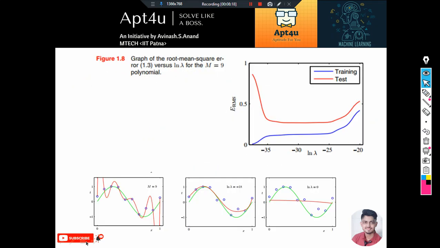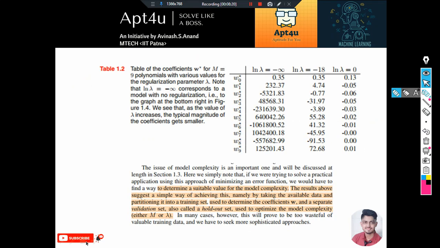So what we do here is, for m equal to 9, remember we were sticking to the higher order polynomial. We are not going to modify m now, but we are trying to optimize the coefficients, keeping the polynomial of order m equal to 9. So for m equal to 9 polynomials with various values for the regularization parameter lambda, what do we see?